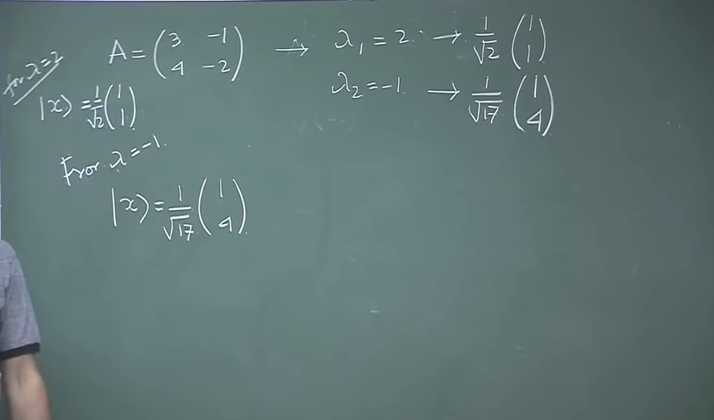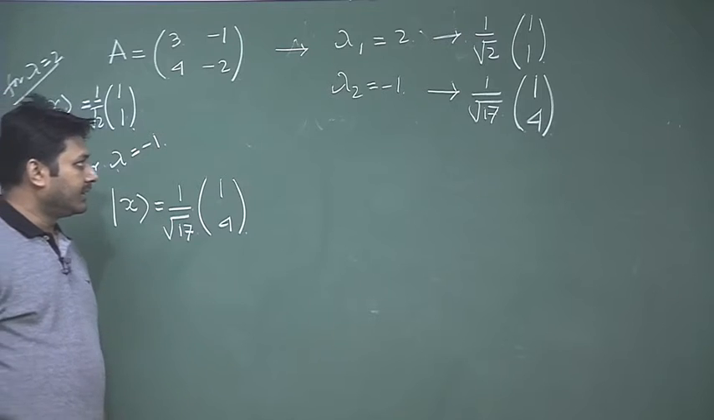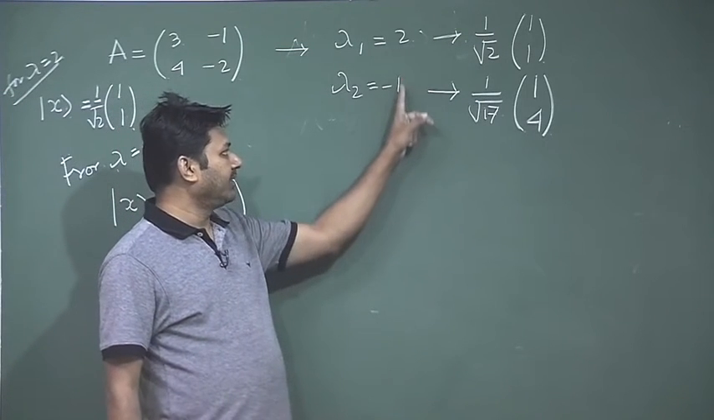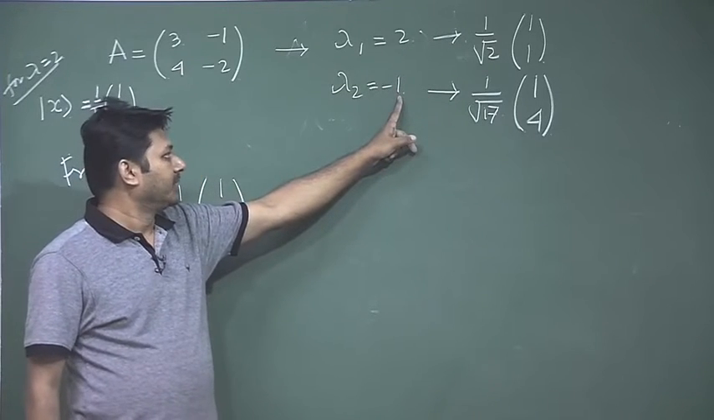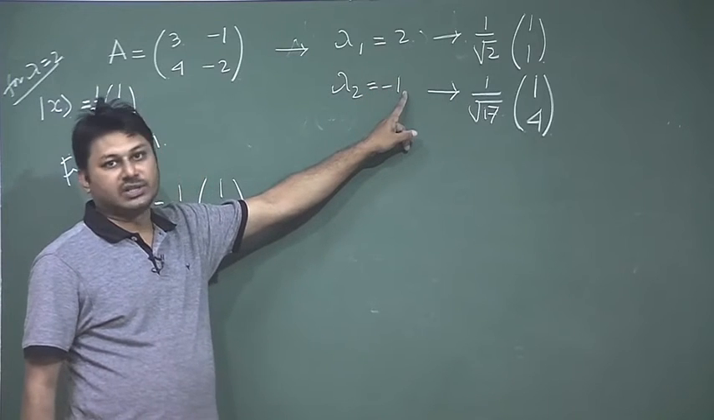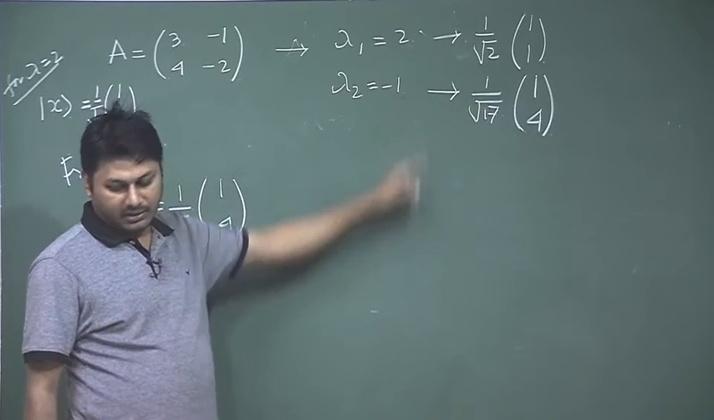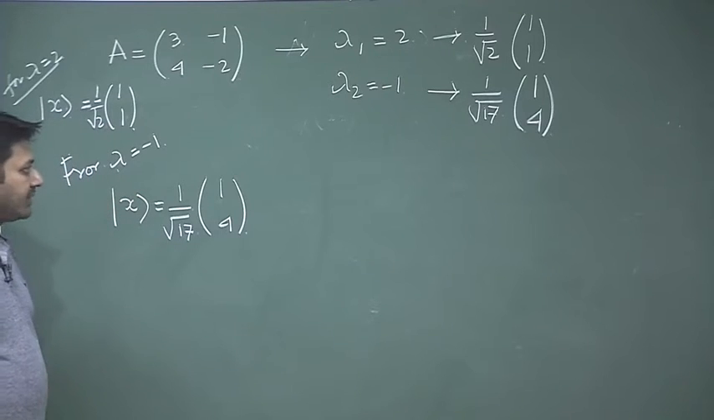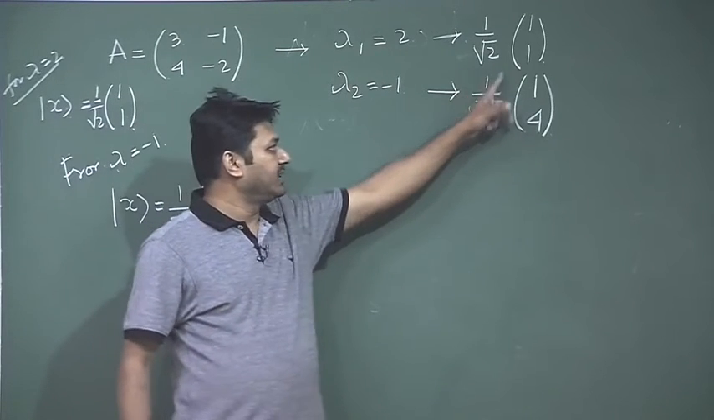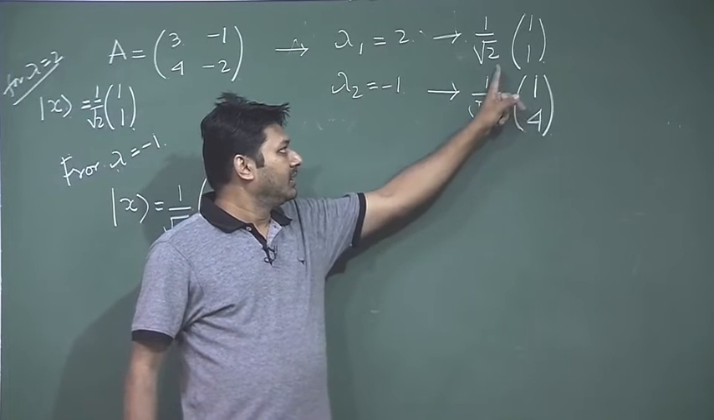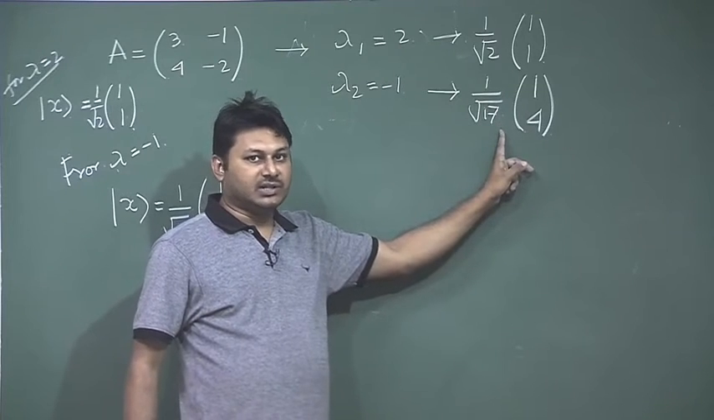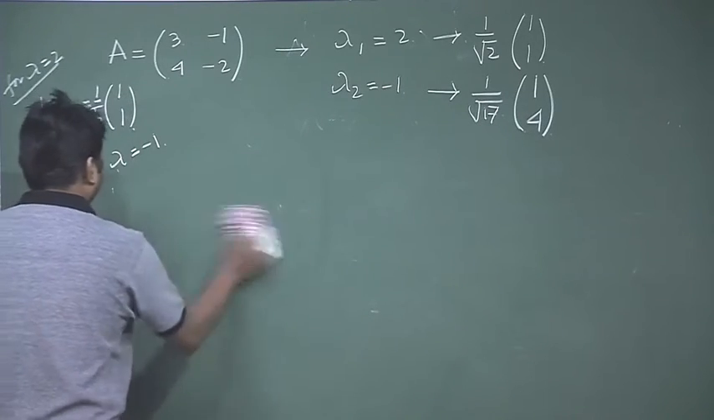Okay, fine. Next I want to find out another important thing, one very important theorem. If the eigenvalues are distinct to each other, that means they are not the same, and they produce eigenvectors, then these eigenvectors will always be linearly independent to each other. That is a very important thing.